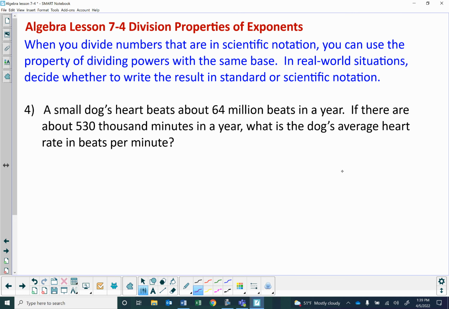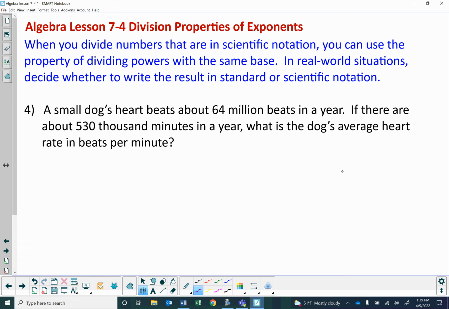Now, when you divide numbers that are in scientific notation, you can use the property of dividing powers with the same base. In real-world situations, decide whether to write the result in standard form or in scientific notation, whichever makes the most sense, unless you're told to use a specific form.